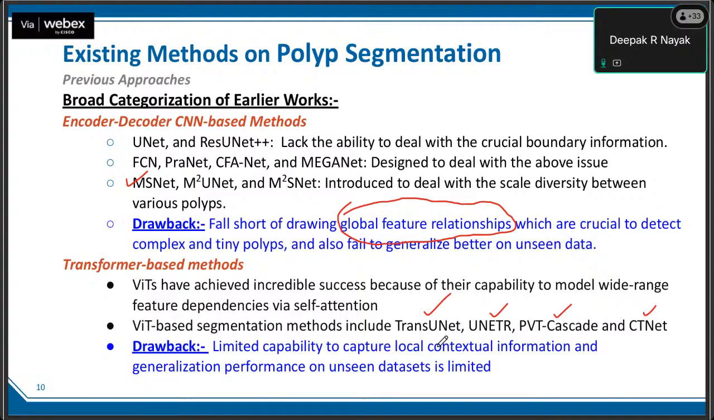So we all know that transformers are good at capturing global feature relationships, but they also lack the capability of capturing local information, which is even more important. Even the generalization performance, if you go through the literature of those approaches, is still limited. So people later thought, why not have an approach which can capture both local as well as global information? We'll see how we have combined both convolutional neural network and transformer together to capture local and global feature relationships simultaneously.